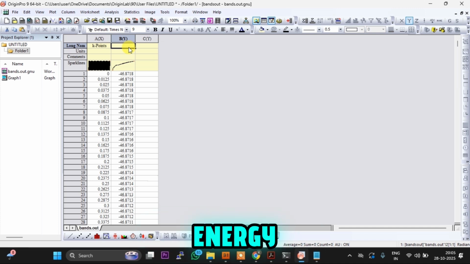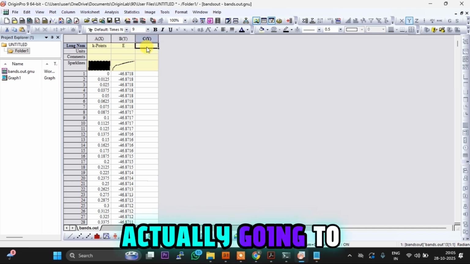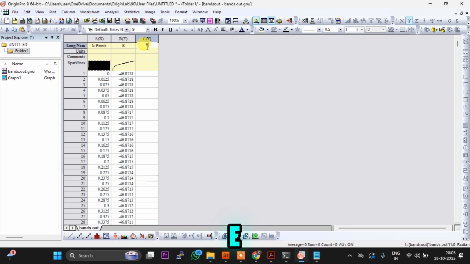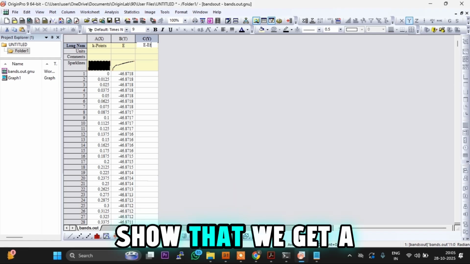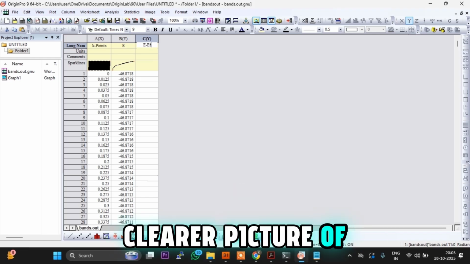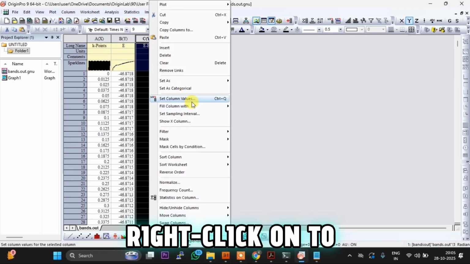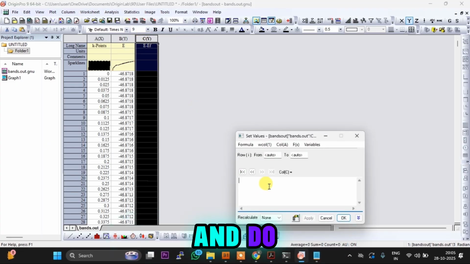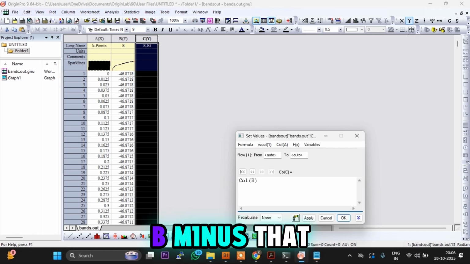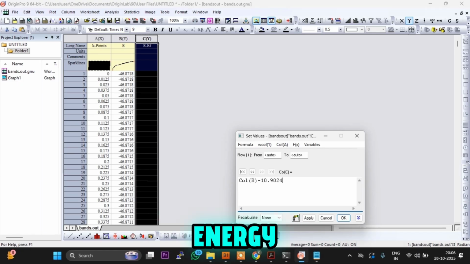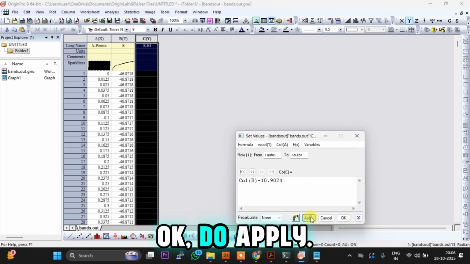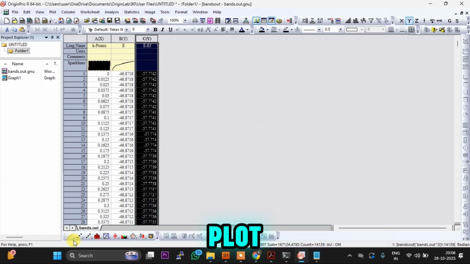These are the energy values. What we are actually going to plot is E minus EF. That is, we are going to subtract the Fermi energy from everything so that we get a clearer picture of the band gap. Okay? So just right click, come to set column values and do column B minus that Fermi energy we have copied. Okay? Do apply. So now we are going to plot this one.